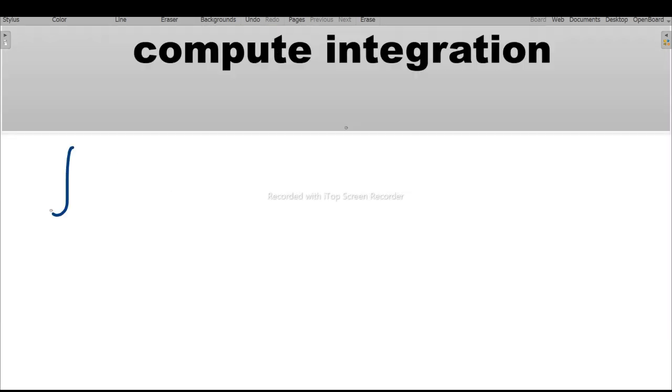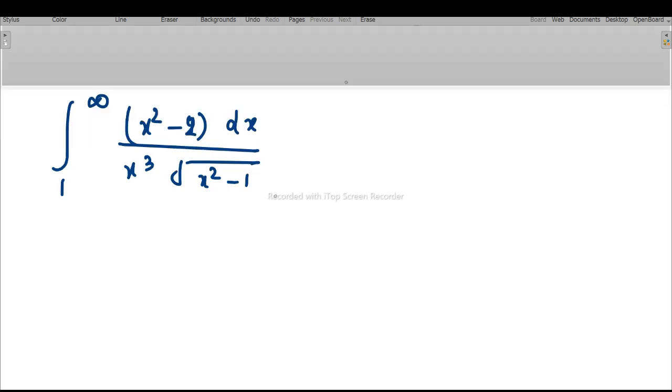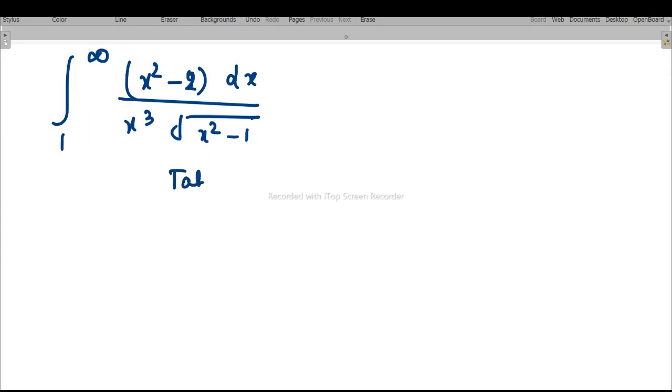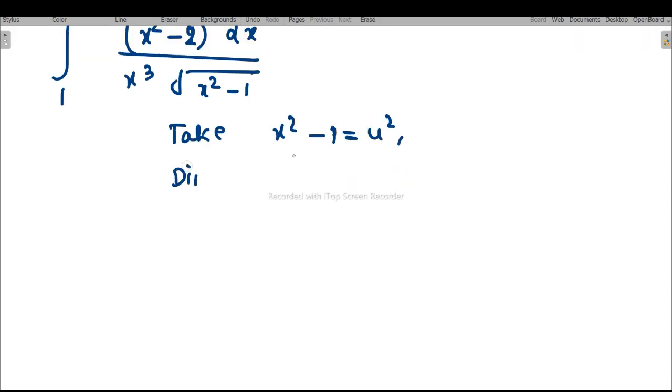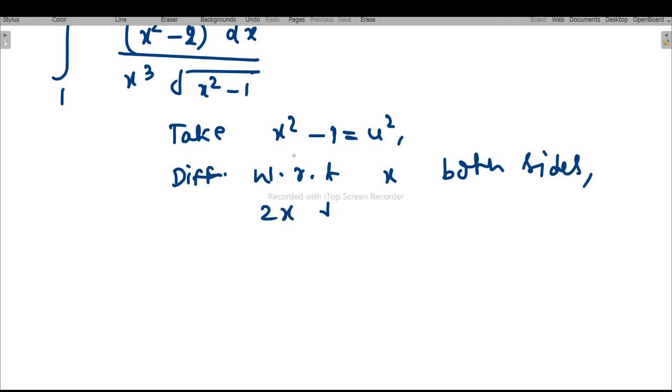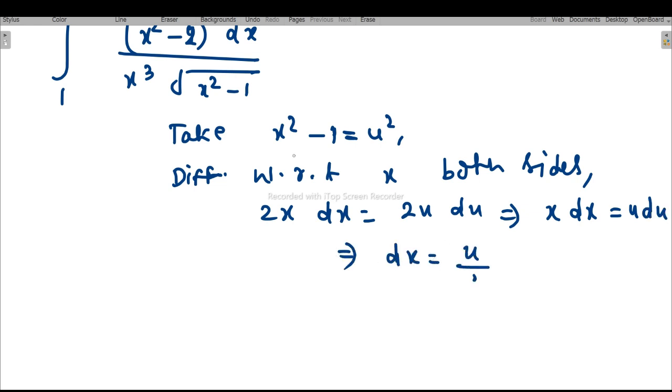So first of all, we have given the integral from 1 to infinity of (x square minus 2) dx over x cube under root x square minus 1. First of all, take x square minus 1 equals u square. Differentiate with respect to x on both sides. We get 2x dx equals 2u du, and this implies that x dx equals u du, and this implies that dx equals u over x du.